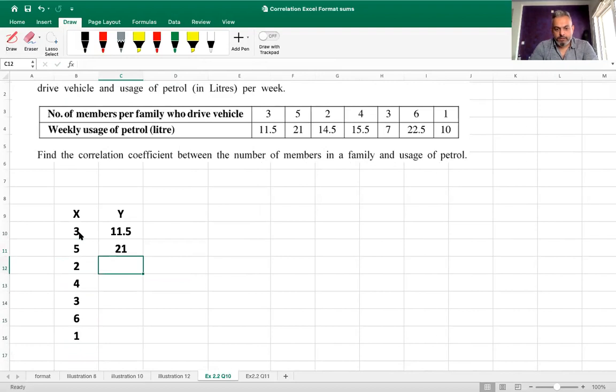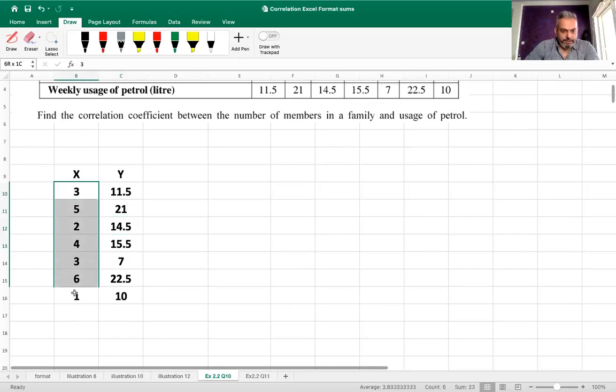11.5, 21, 14.5, 15.5, then 7, then 22.5, and then 10. Lots of variation out here. Okay, we'll deal with it. First, let's find the mean.